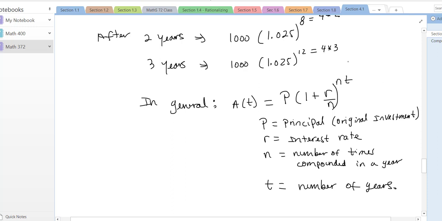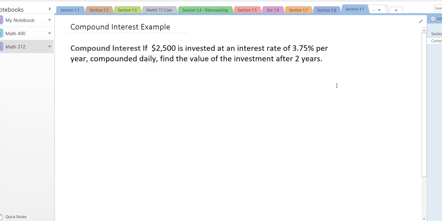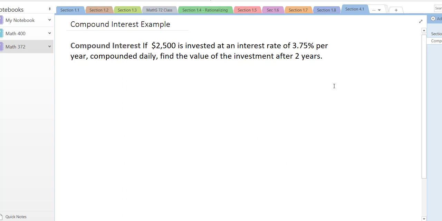So let's try an example. And I have one ready here. Compound interest. If $2,500 is invested at an interest rate of 3.75% per year, compounded daily, find the value of the investment after 2 years. As soon as you see compound interest, keywords to look for are compounded, and it says compounded daily. So how many times in a year are you going to compound it? This is going to be 365 times per year, assuming you don't have a leap year.